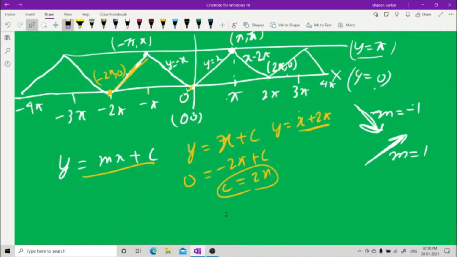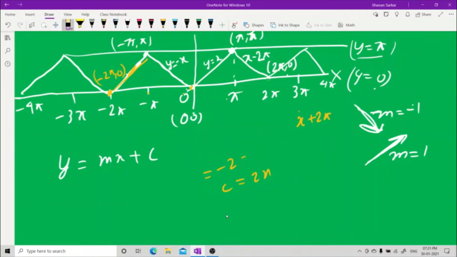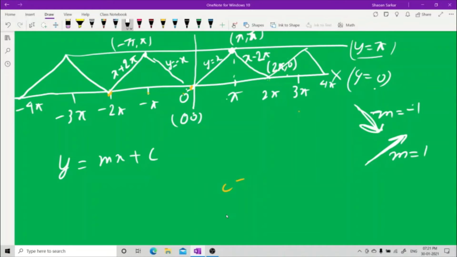Now, let me rub all this. X plus 2 pi, let me rub this. The whole figure went off. Wait a minute. Let me redraw the figure. Okay. And the equation of this line I just found out to be x plus 2 pi. Now let us try to find the equation of this line. This is minus 1. Use y equal to minus 1 x, minus x plus c.